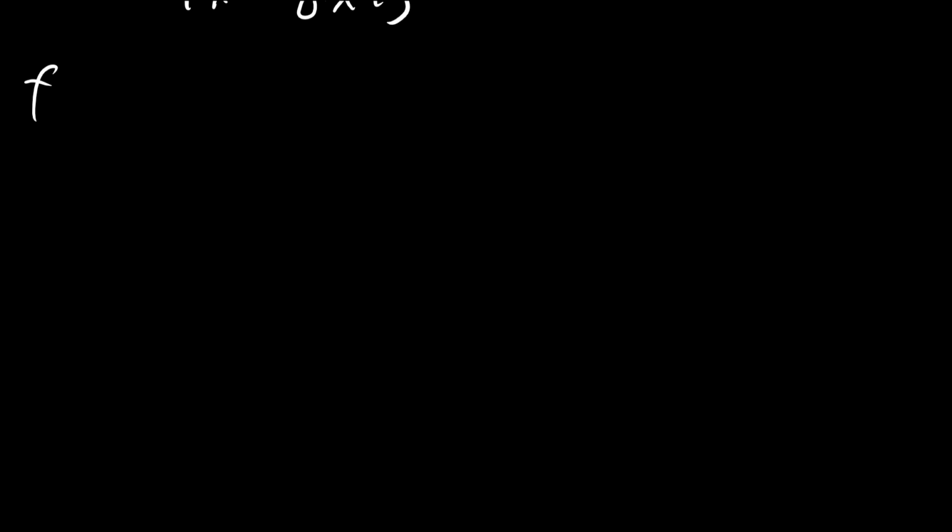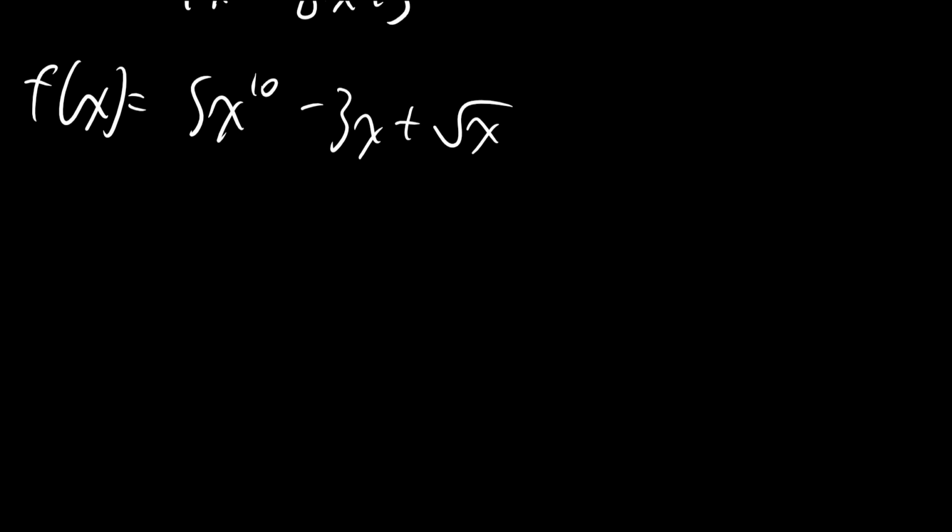Let's say we have f of x is equal to 5x to the 10 minus 3x plus square root of x. So before I differentiate this, I'm going to rewrite it a little bit differently. I'm going to rewrite the square root of x into something easier to understand for the power rule. I'm going to rewrite it as x to the 1/2, because that's what the square root essentially is. It's just anything raised to 1/2.